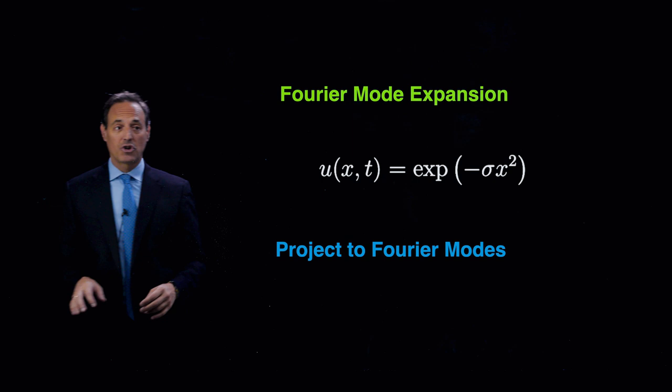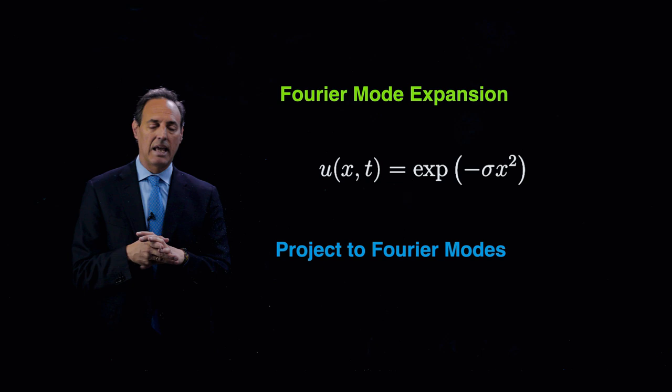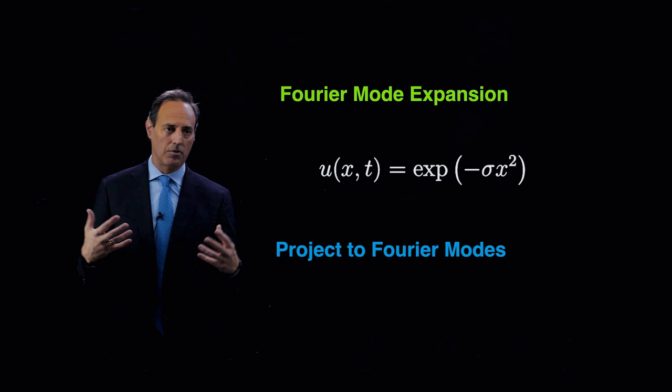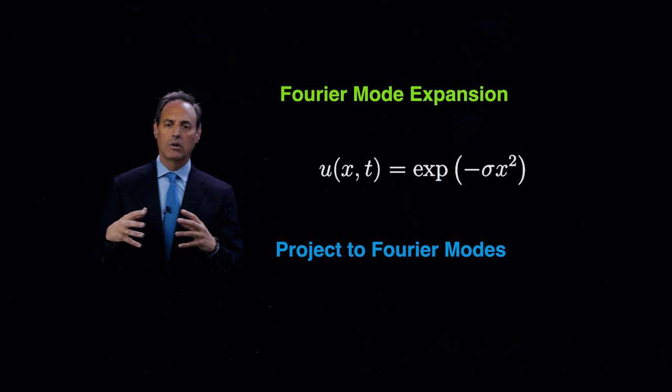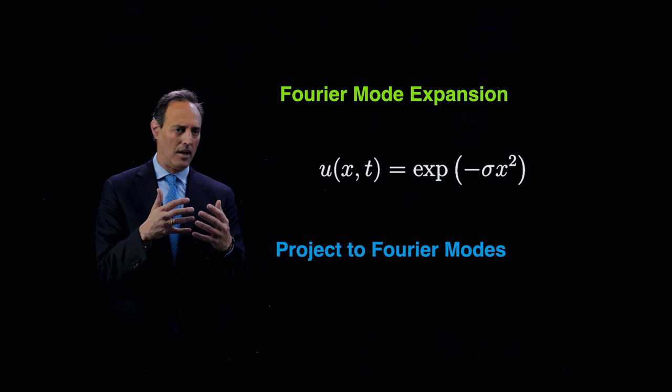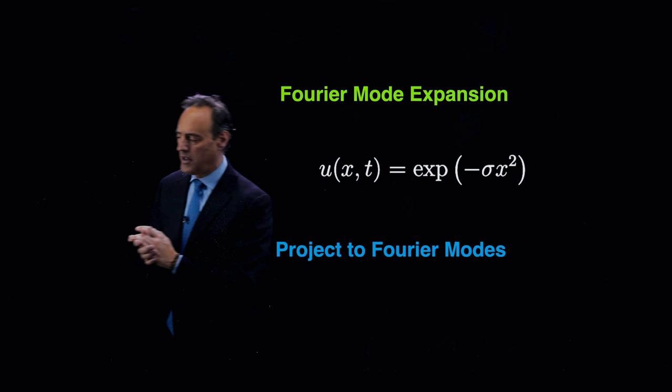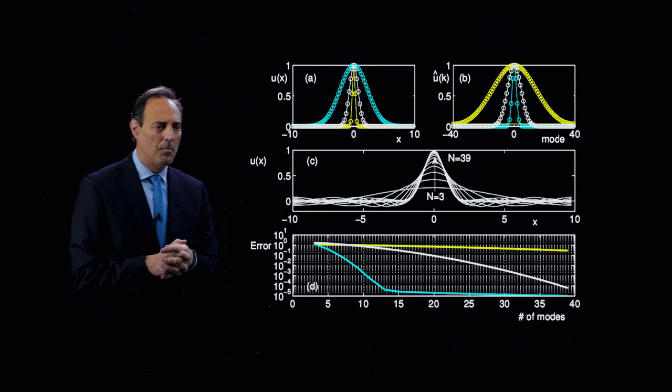Okay, so let me just show you, if I were to take some generic function, here a Gaussian, and project it into that Fourier mode space. In other words, if I want to use a basis expansion, which are Fourier modes, and think about representing this Gaussian, what it would look like in the Fourier modes. In particular, how many Fourier modes would I need to give an accurate representation of that Gaussian? One of the things I can show you here, it depends a little bit on what that sigma is, but here's a chart. And I want to show you three different cases here.